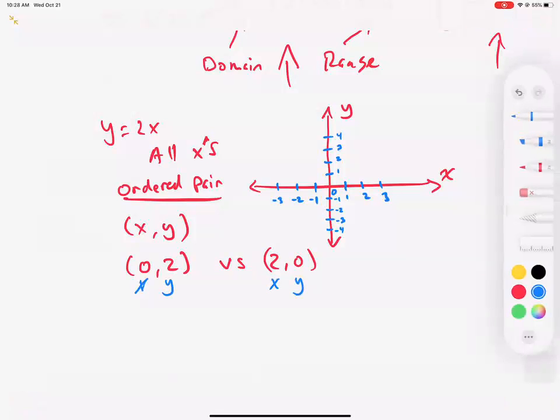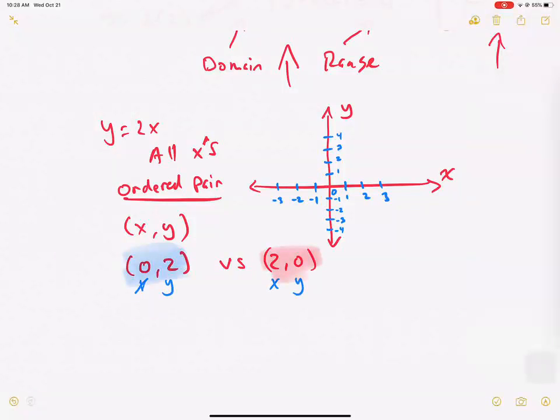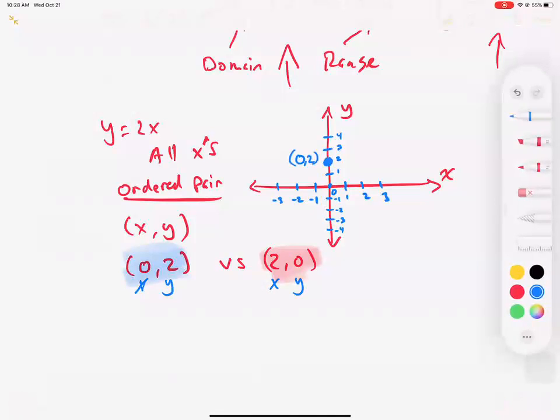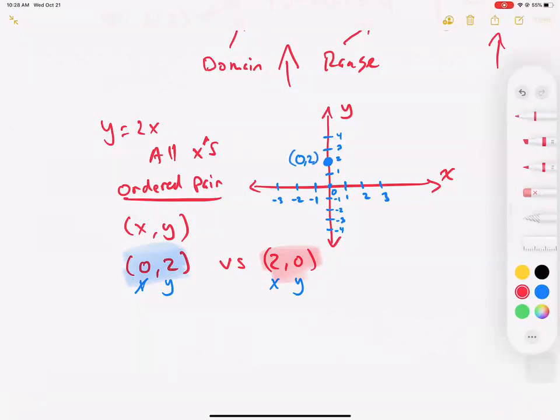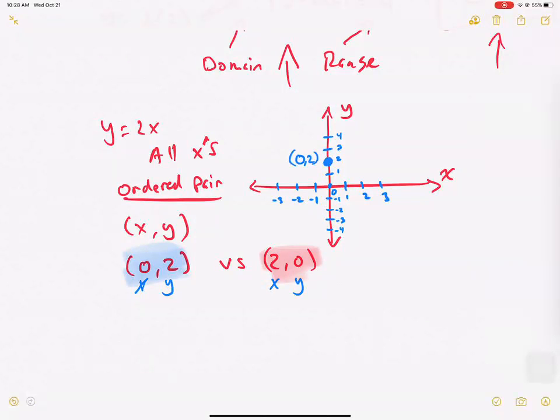So let's see if this actually matters at all, whether the order matters. So if I plug in 0, x is 0, up 2 spaces, this is 0, 2, where x is 0 and y is 2. My next point, 2, 0, x is 2, but y is 0, so I'm not allowed to rise up or go down. This is 2, 0. And these are totally different points.